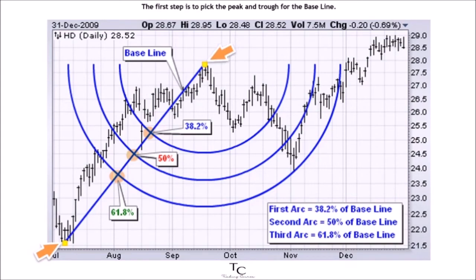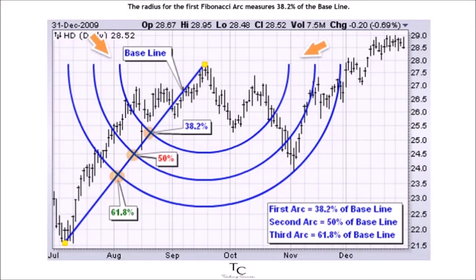The first step is to pick the peak and trough for the baseline. Draw the line from trough to peak for an advance or from peak to trough for a decline. The example above shows Home Depot, HD, with a baseline from trough to peak.